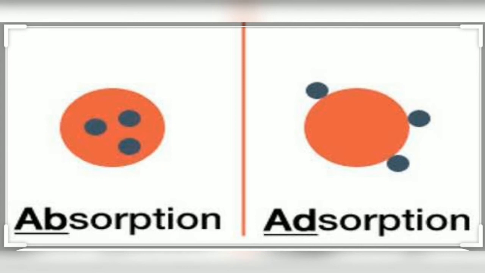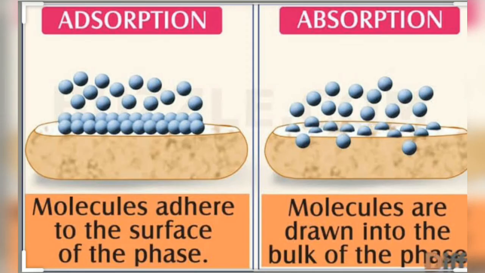Now dear students, what is absorption and what is adsorption? Absorption is something which goes inside your material, and adsorption is something which is only located on the surface. So it is a clear difference: absorption, AB, is a bulk phenomenon, whereas adsorption is a surface phenomenon. Are you getting it? It is very important to understand the difference between AB absorption and AD adsorption.